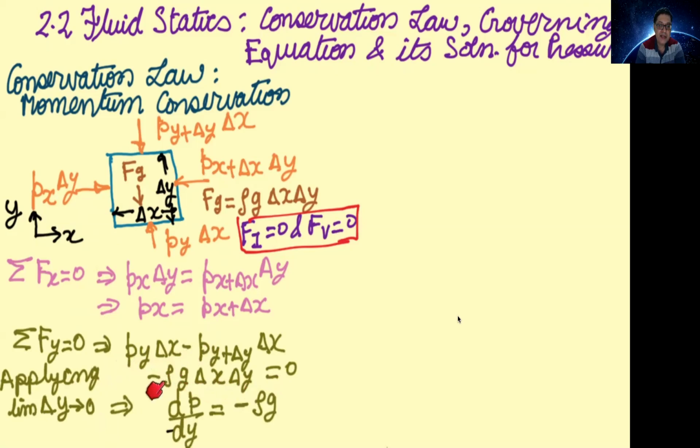Now, if you divide this whole term by the volume of the control volume, which is delta x delta y, and if you take this term from the left hand side to the right hand side, then you get this. If you divide by volume, delta x is the surface area. Surface area divided by volume gives you a length scale in the denominator. So if you multiply this by delta x delta y, delta x cancels from the numerator, and if you take it to the right hand side, you get P at y plus delta y minus P at y divided by delta y. And if you apply the limit delta y tending to 0, then you get dp by dy equals minus rho g.